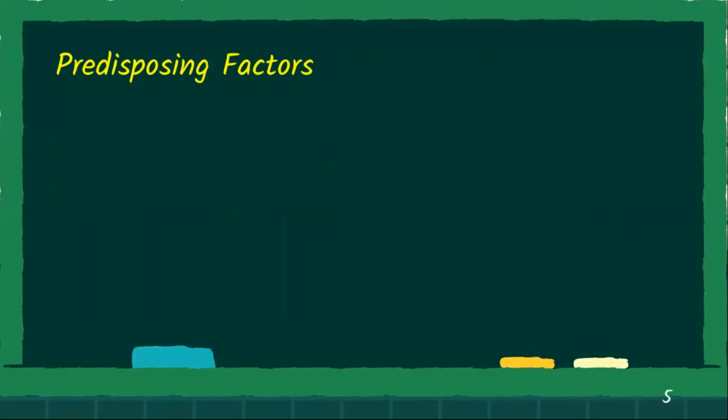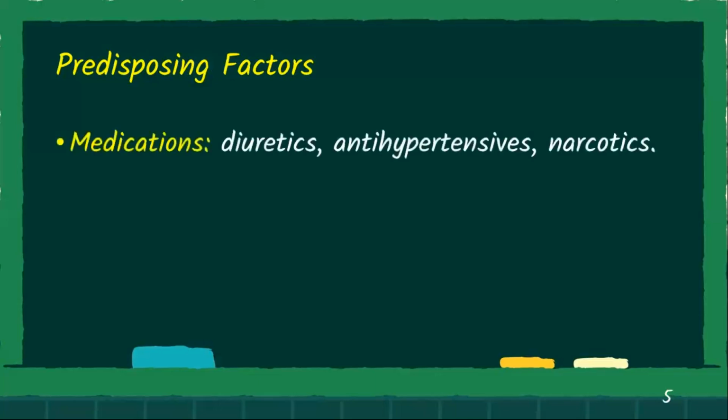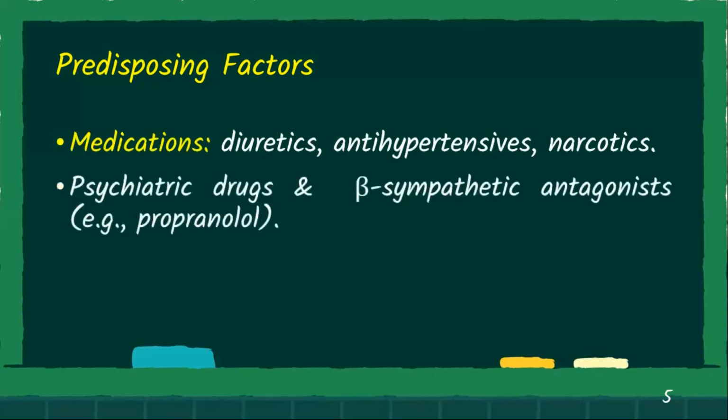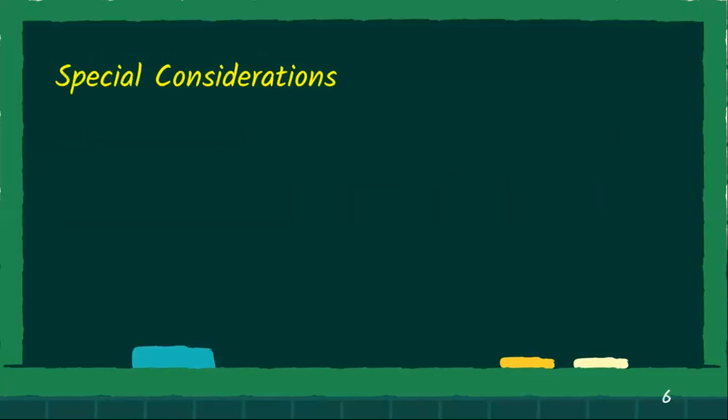There are certain risk factors. Age and medications predispose patients to orthostatic hypotension, including diuretics, antihypertensives, and narcotic analgesics. Psychiatric drugs and beta blockers like propranolol can also contribute.